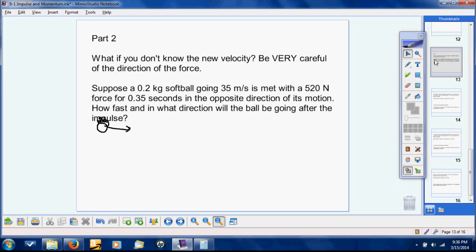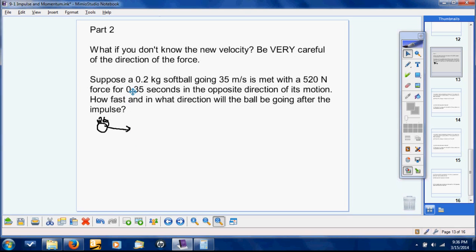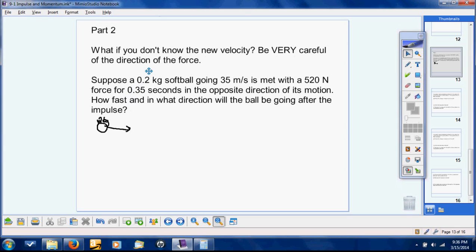So we have our softball, and it's going in this direction. It happens to be going 35 meters per second. And it's met with a 520 Newton force in the opposite direction. So I'm just going to sketch in some arrows here. This is the 520 Newton force this way.